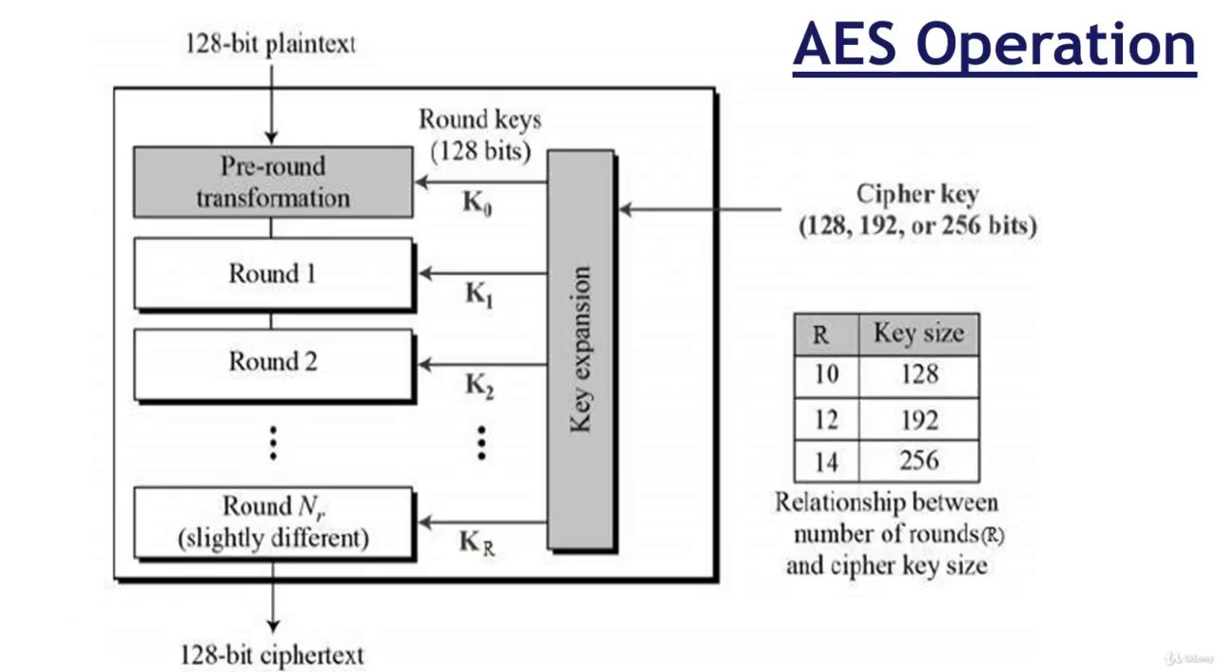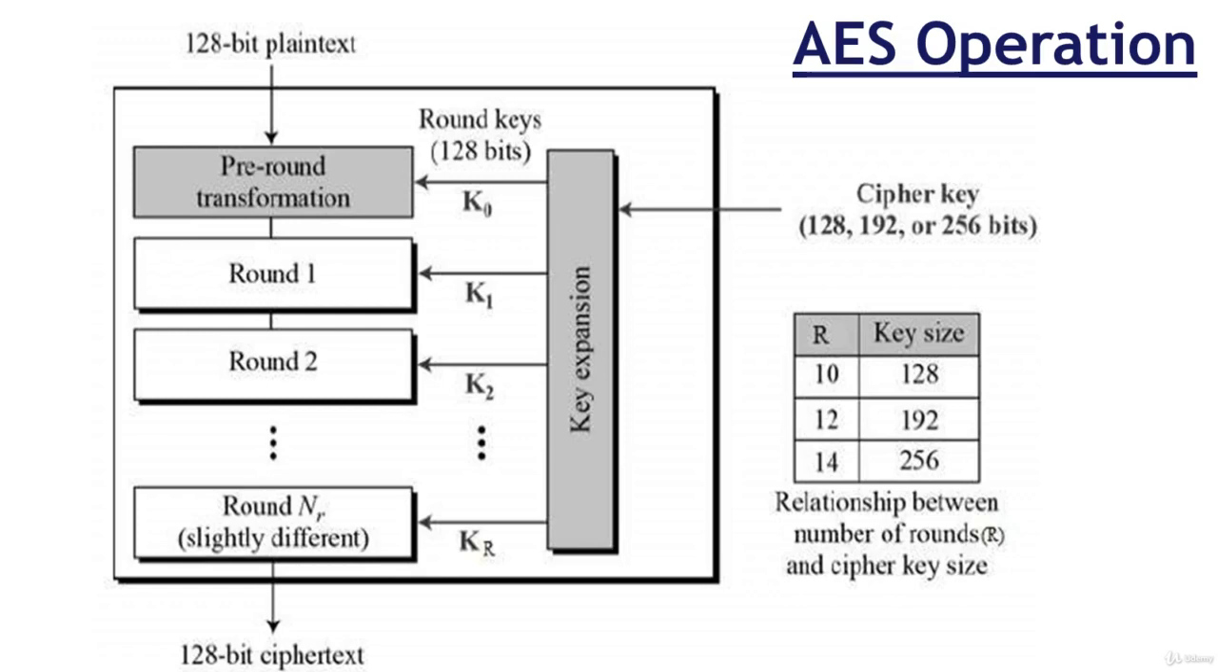AES is an iterative rather than Feistel cipher. It is based on substitution permutation network. It comprises a series of linked operations, some of which involve replacing inputs by specific outputs, or substitutions, and others involve shuffling bits around, or permutations.